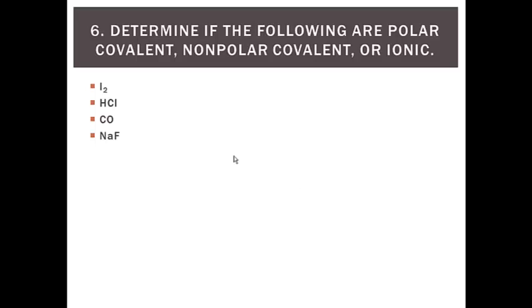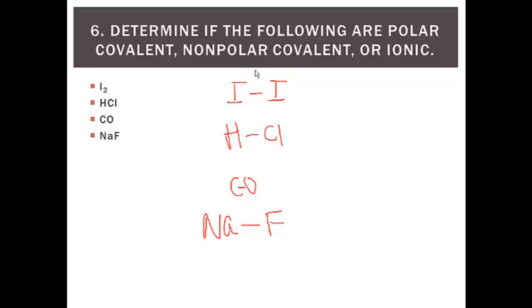Determine if the following are polar, nonpolar, or ionic. So there's a couple different ways we can do this. I like just to look at the shape. So I2 is just going to be an I connected to an I, HCl, CO, and NaF. If I divide this in half, it's the same on both sides, so it's nonpolar. This guy is different on both sides, so it's polar.